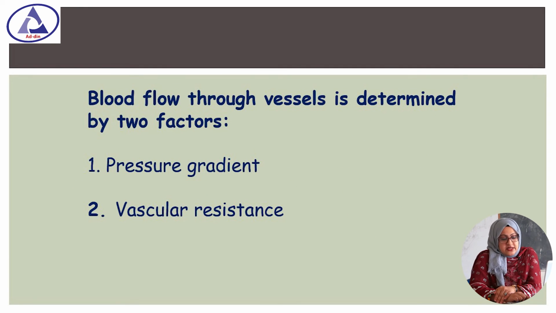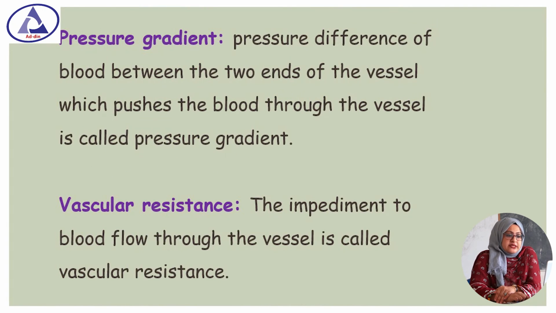Blood flow in the vessel is determined by 2 factors. Number 1 is the pressure gradient, number 2 is the vascular resistance. Pressure gradient is the pressure difference of blood between 2 ends of the vessel which helps the blood to propel forward. And vascular resistance is the impediment to the blood flow through the vessels.